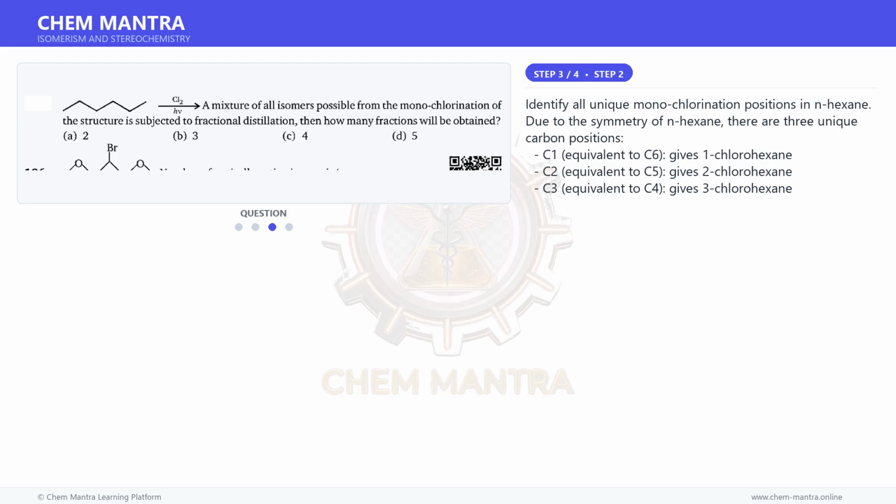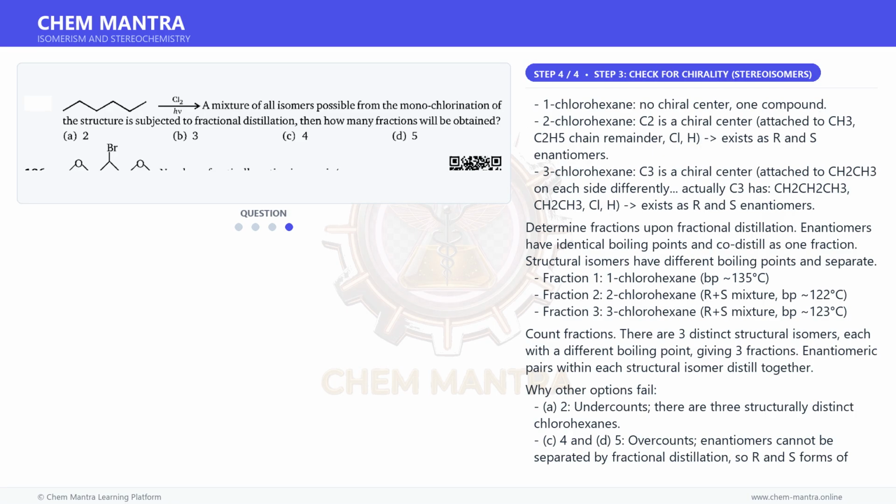C1 equivalent to C6 gives 1-chlorohexane. C2 equivalent to C5 gives 2-chlorohexane. C3 equivalent to C4 gives 3-chlorohexane. And for the final step, 1-chlorohexane: no chiral center, 1 compound.